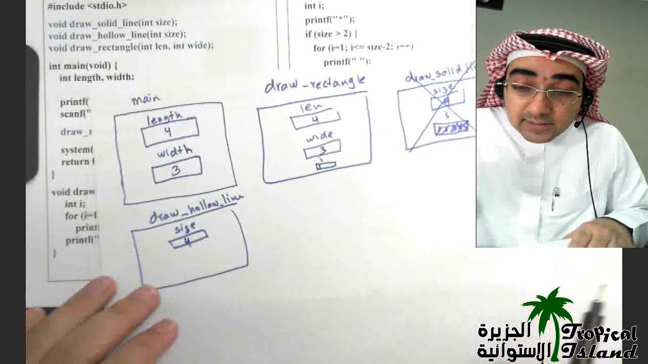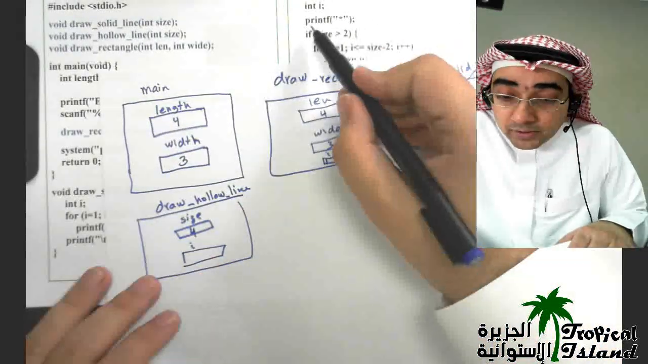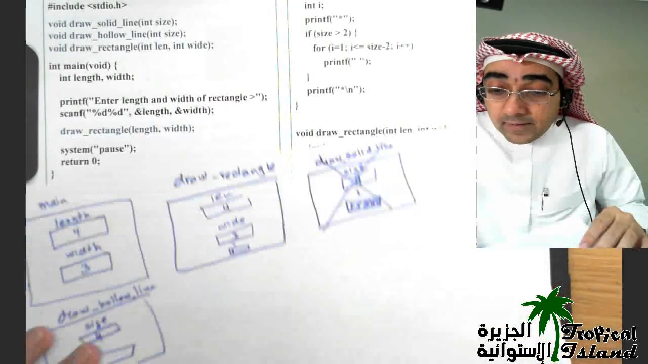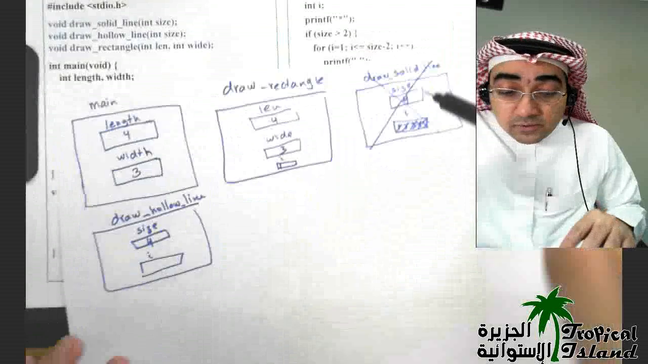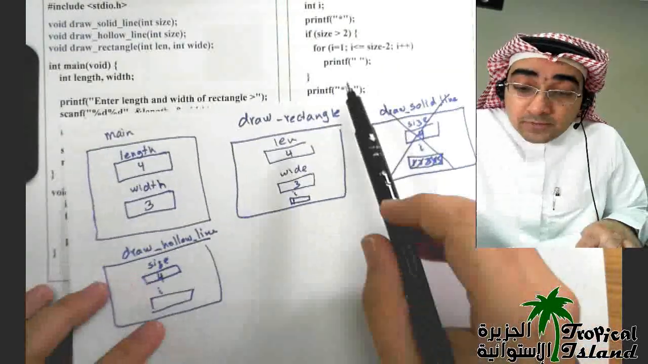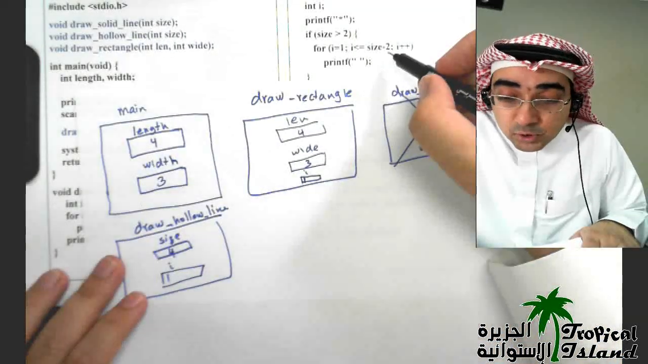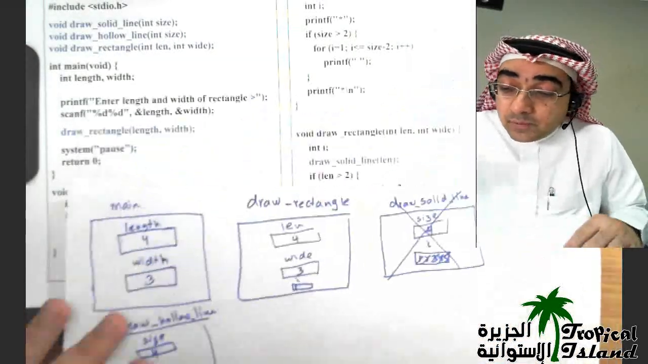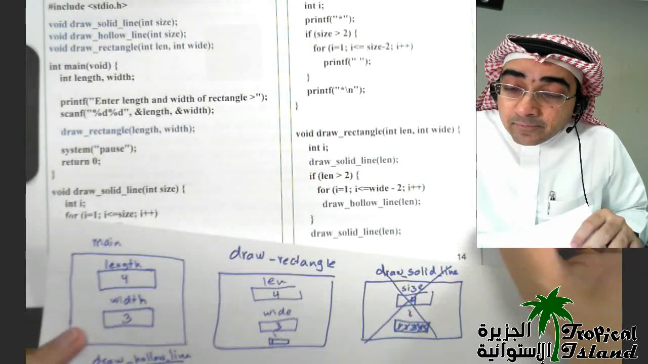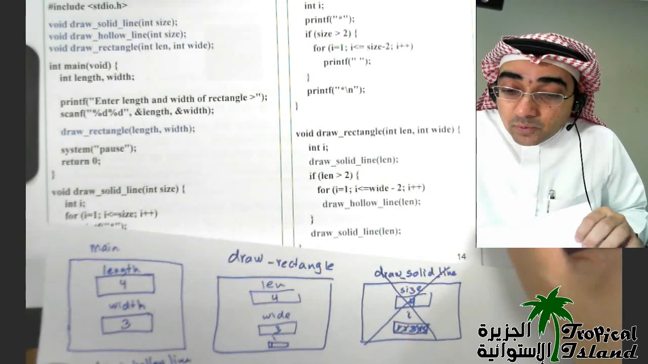Then I come to the draw hollow line. I have an integer I, so I have an I. And I'm going to go ahead and print a star, so I go to the screen and print a star. Then say if size is greater than 2. Is size greater than 2? Yes, 4 is greater than 2. So I'm going to say for I equals 1, so I have I equal to 1. Is I less than the size minus 2? Yes, that's true. I'm going to print a space over here, and I'm going to indicate a space by an empty position, so my cursor is going to move forward.